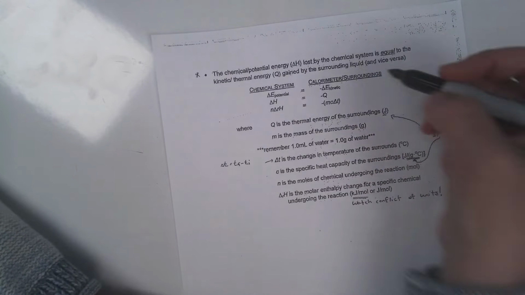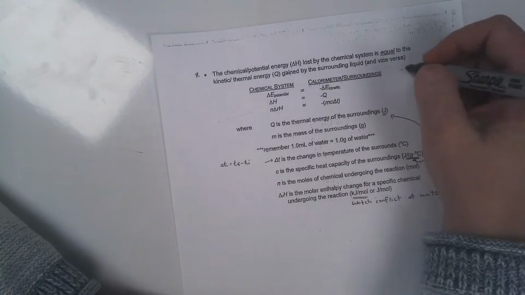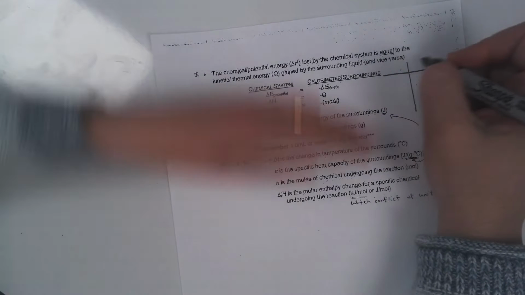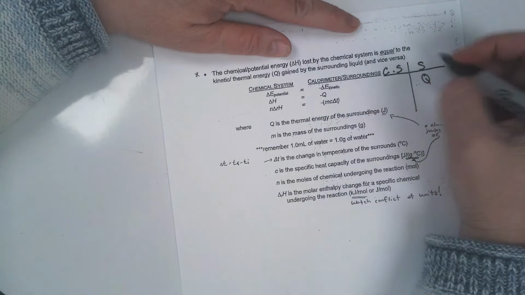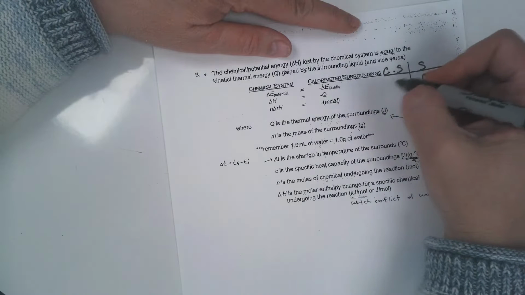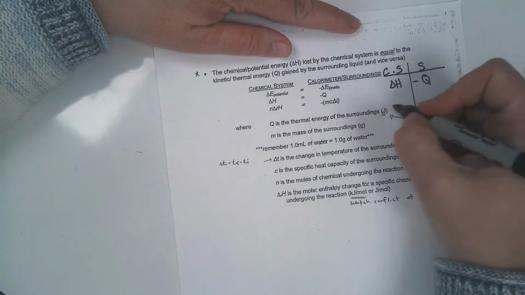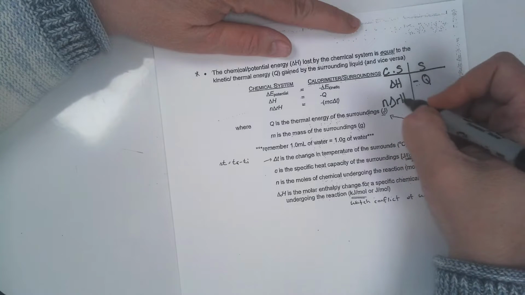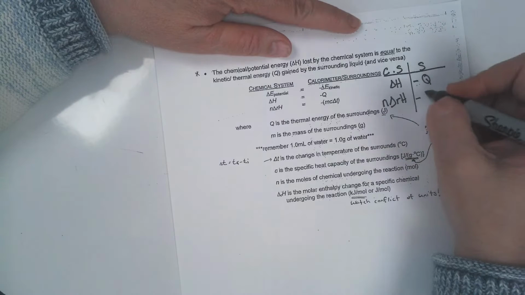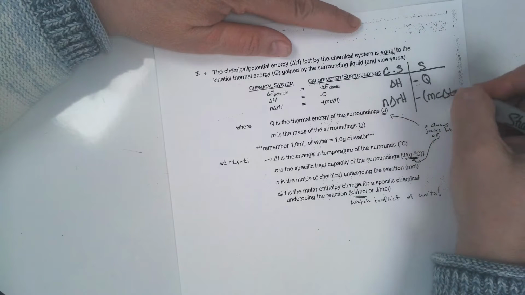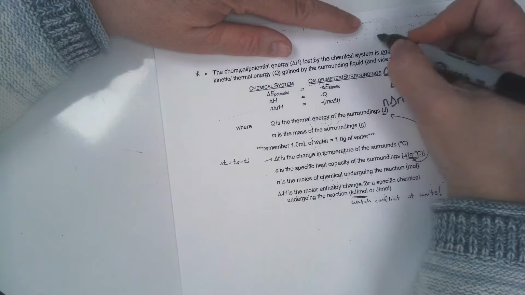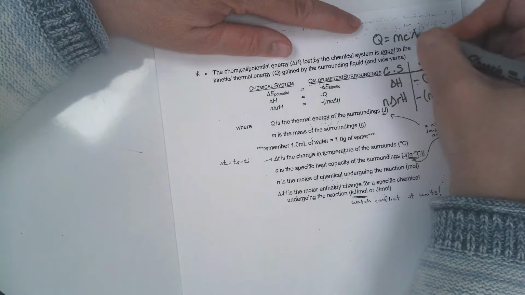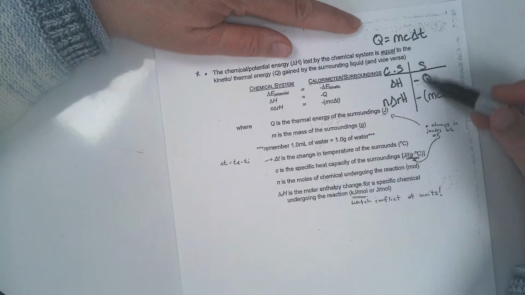So Q is the surroundings, and that's why we draw this T table, right? This is chemical system, and this is surroundings. And in the surroundings, we have Q, negative Q, and in the chemical system, we have delta H. Where we have delta H, we have this beautiful formula. And where we have negative Q, we have negative mc delta T. And I put it in brackets to show you that this system here, we originally learned it as this. And so the negative is just being carried down from the Q being negative.